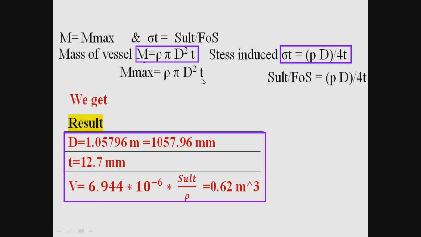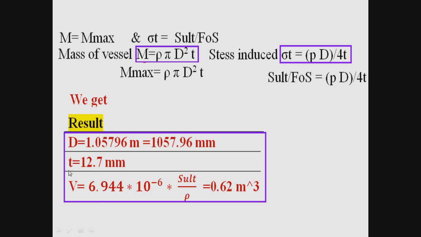So two equations and two unknowns. If you solve these equations, we are going to get the value of D and the value of T. That is, D is equal to 1.05796 meter, which is equal to 1057.96 mm. Thickness is 12.7 mm.